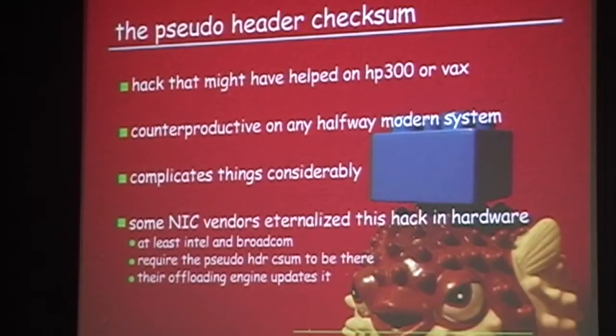The pseudo header checksum, that's a hack that might have helped on the HP300 or the VAX. The VAX is actually fast, HP300 is slow. On any modern hardware system, this is counterproductive. This incremental updating doesn't make sense. Those systems have tiny caches, if at all, right? Modern systems have big caches and big cache lines, so that stuff is cached, and there is no cost doing this at once. Doing this at once is cheaper.